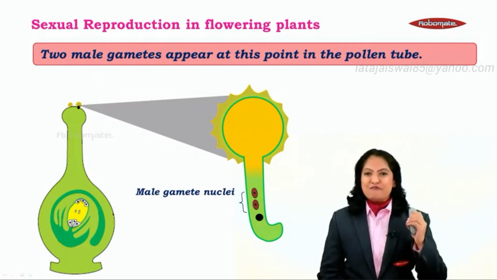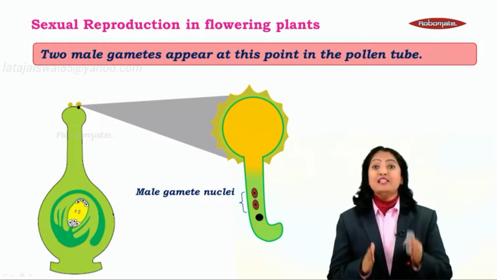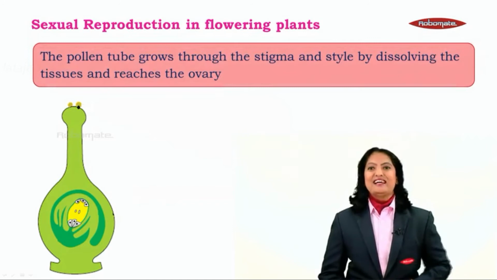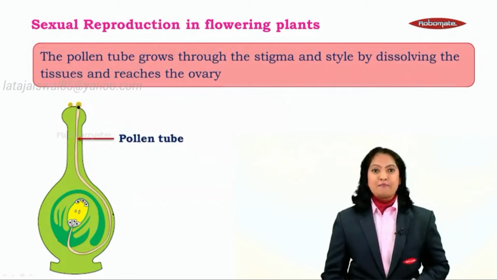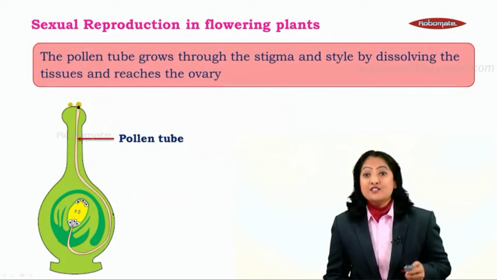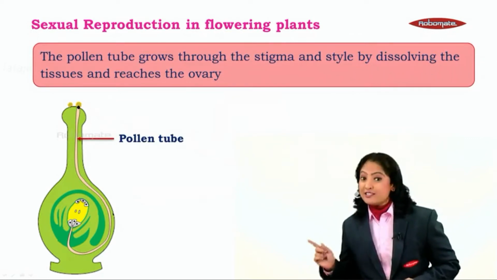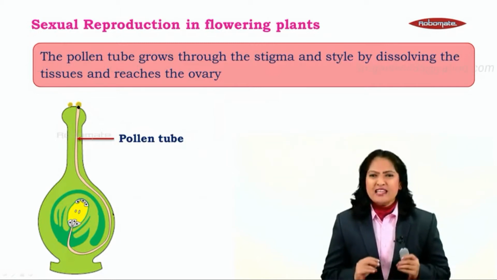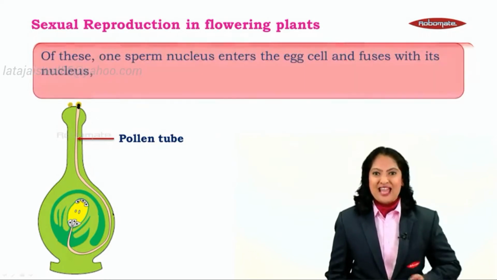Now we have finally got our male gametes, and they are going to travel in the pollen tube till the female gamete. Let us see. The pollen tube grows through the stigma and style by dissolving the tissues and reaches the ovary. As you can see in the image adjacent to me, the pollen tube has finally reached the ovary. Okay, what is going to happen next?